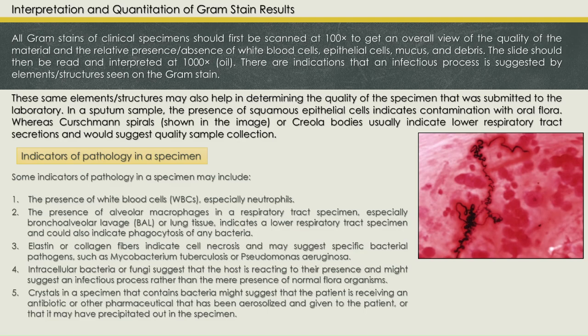4. Intracellular bacteria or fungi suggest that the host is reacting to their presence and might suggest an infectious process rather than the mere presence of normal flora organisms. 5. Crystals in a specimen that contains bacteria might suggest that the patient is receiving an antibiotic or other pharmaceutical that has been aerosolized and given to the patient, or that it may have precipitated out in the specimen.